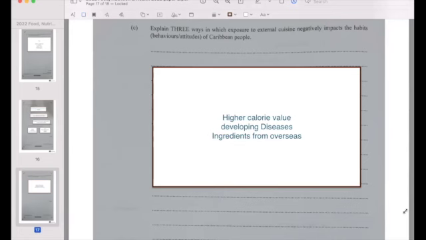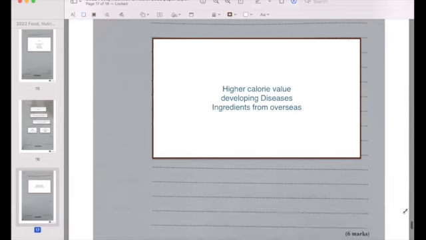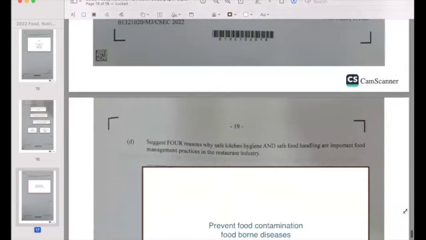Yeah. Developing diseases. So as I said before, because of the lack of food items coming in, most of them, as I said, won't be healthy because of the preservative method that would be in it. So it's a negative impact. And then ingredients from overseas tend to be expensive because you're traveling and you have to pay for the traveling costs. All right, next question.